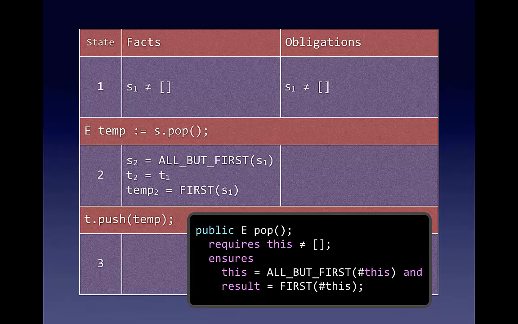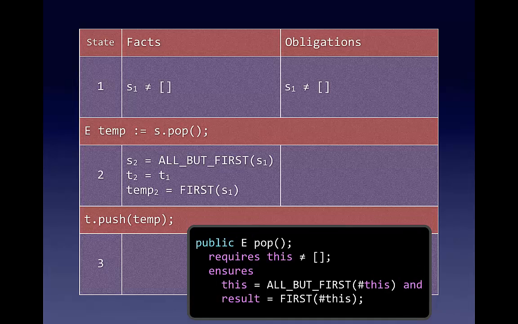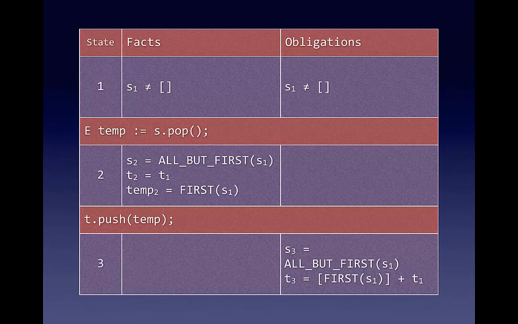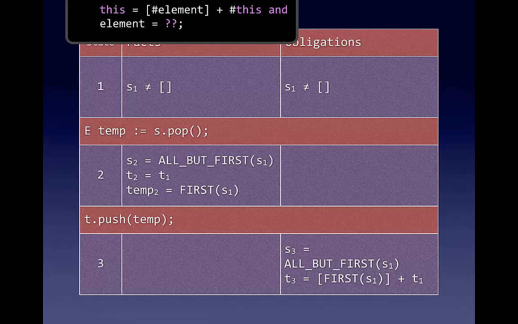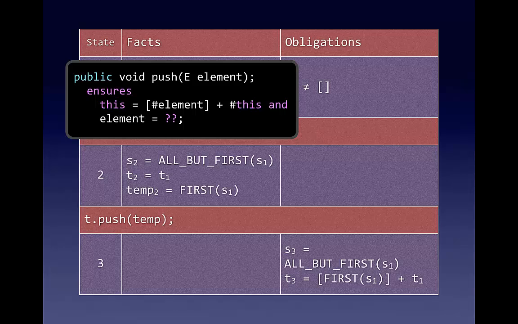Note that since t was not involved in the statement, its value did not change. This is reflected in the assertion that t2 equals t1. Okay, that's all for the pop operation. Now let's look at the push operation. The push operation has no precondition, so there's no obligation in state 2.